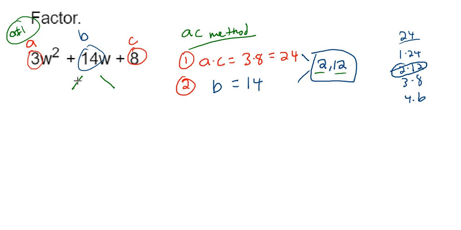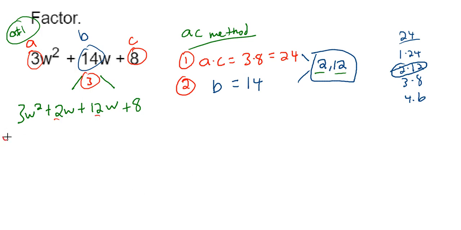So I'm going to rewrite 14w as 2w plus 12w. It's the same thing, right? 2w and 12w combined together to give me 14w, just writing it in a different way. The first term gets copied down, 3w squared, and the last term gets copied down, the plus 8. And so this was step 3, splitting up the middle term using those two numbers that we just found.